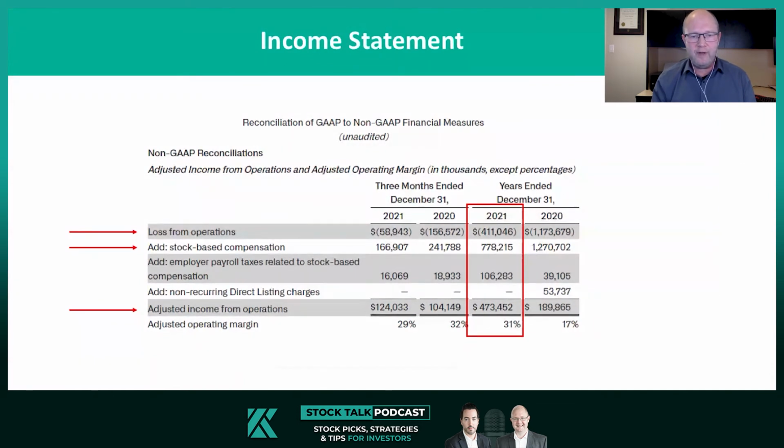Here's an example of a company that reported adjusted income from operations of 473 million for the year. But when we unadjust these earnings, we can see that the reported loss from operations was actually a loss of 411 million for the year. So going from positive earnings of 473 million to a loss of 411 million, that's important. You need to understand what's going into that.